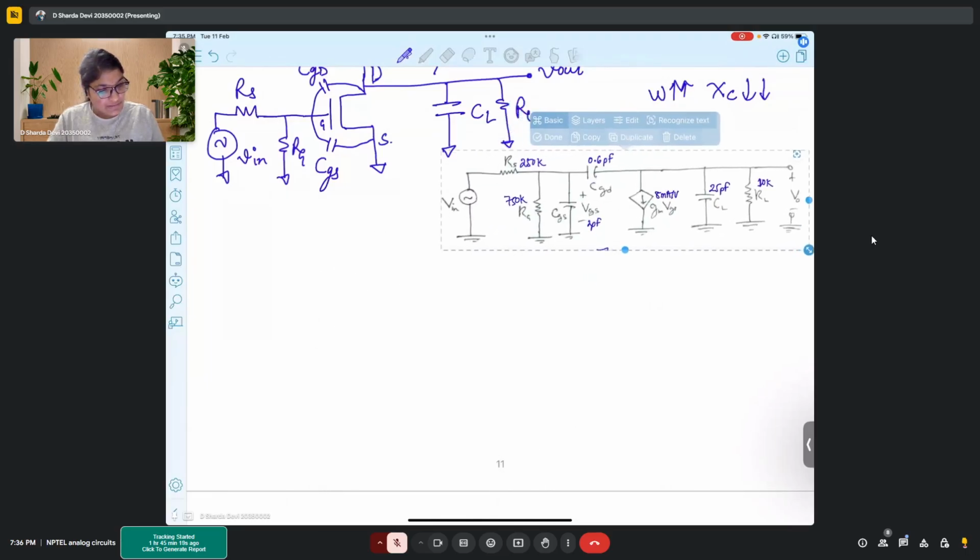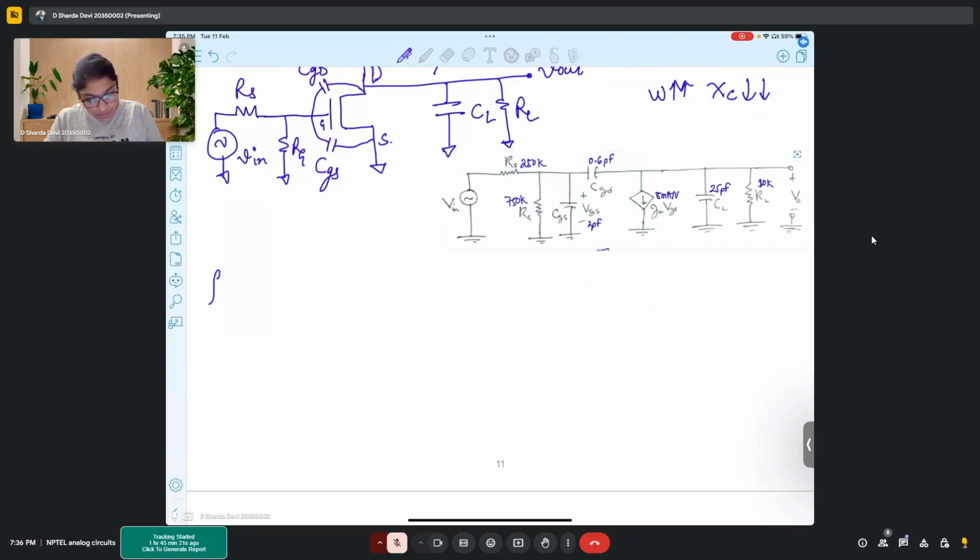In this particular circuit, for midband gain. Midband gain basically means it is a gain which is constant for a certain range of frequencies, not changing continuously with the frequencies.